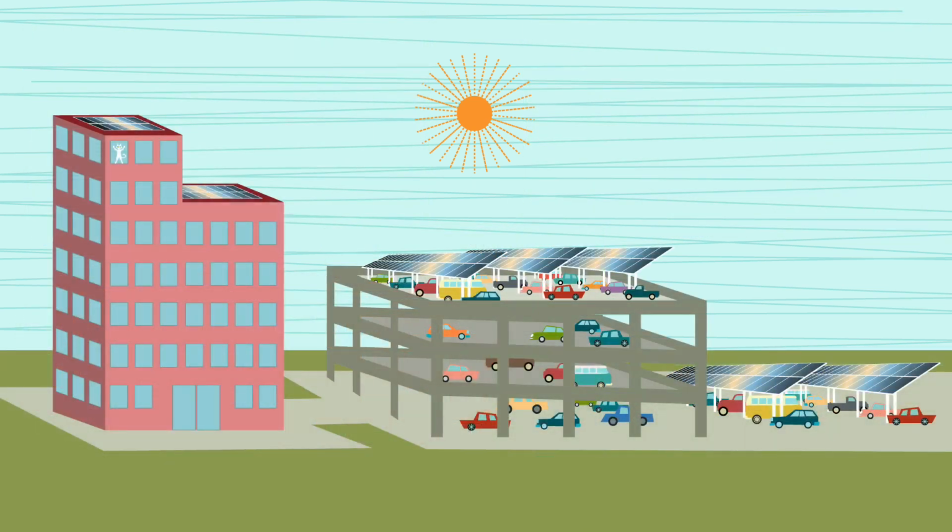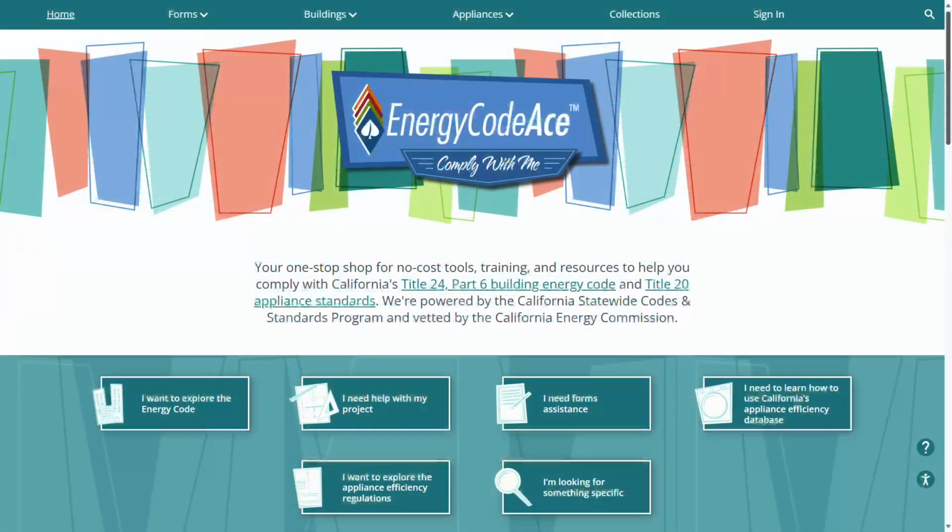Remember to include all roof spaces associated with the project that are structurally able to support PV, such as the roofs of carports and covered parking. Depending on the building type, additional considerations and exceptions may apply. See the Energy Code ACE website for fact sheets and training.